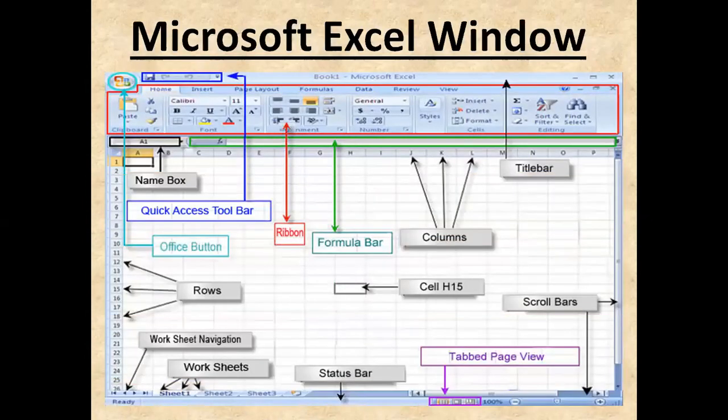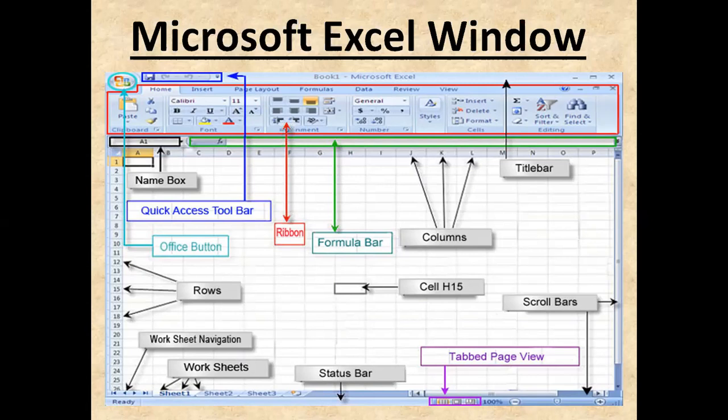Now let us talk about the Excel window. The Excel window looks the same as in the figure. This is Excel 2007. At top you can see the title bar, where you can see the name of the worksheet or workbook, and the name of the program at the center. Then you can see some control icons like minimize, maximize and close button at the right hand side of the window. Then the quick access toolbar at the left hand side.